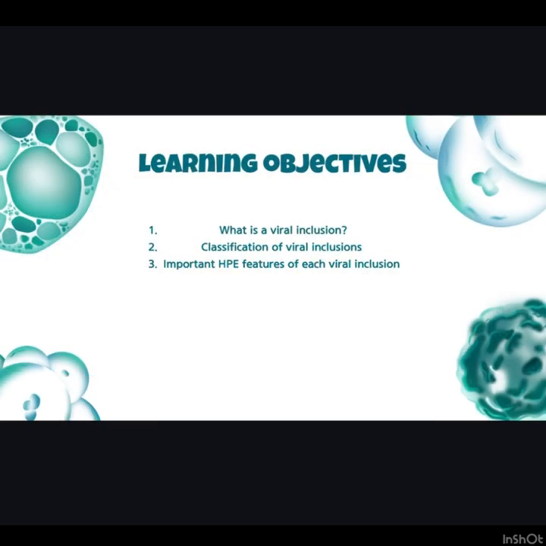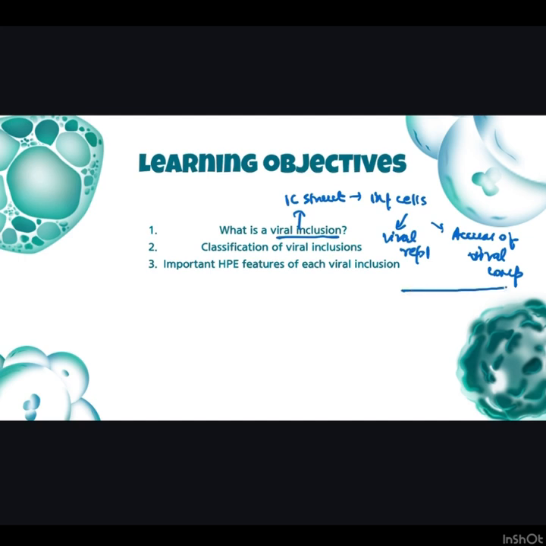We'll now first see the learning objectives of this video. First, we will define what exactly a viral inclusion is. In routine histopathology, a viral inclusion is a distinct intracellular structure which is usually found in the infected cells. This intracellular structure can be either viral replication or accumulation of viral components. It is seen in routine histological stains, especially identifiable in routine H&E stain.